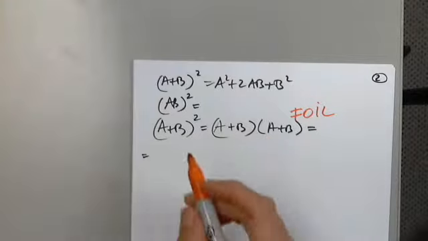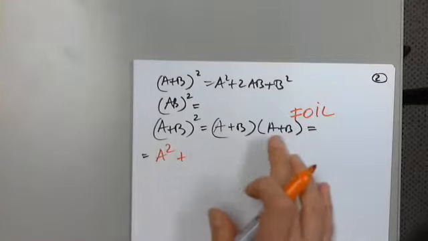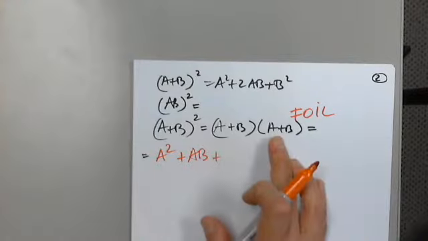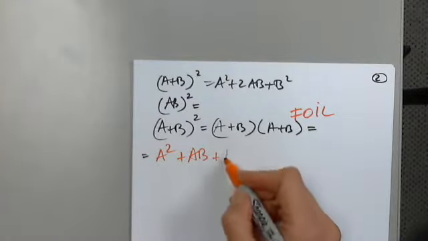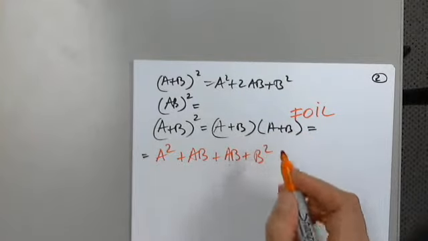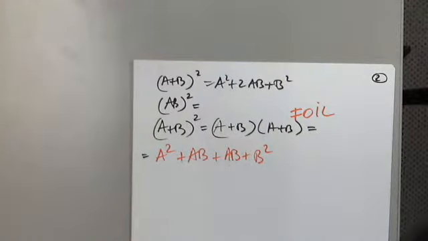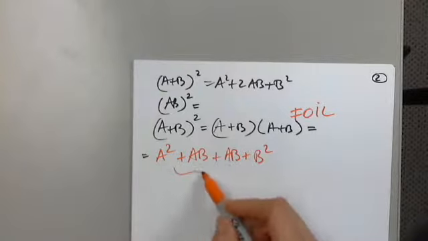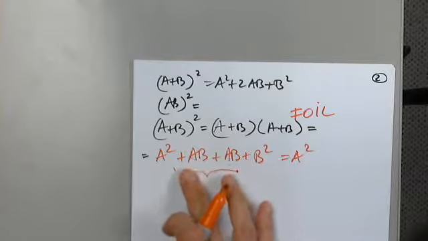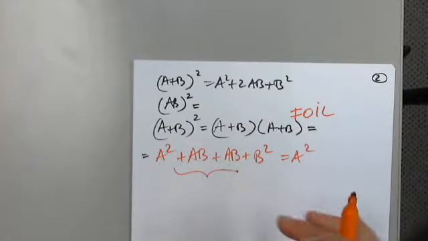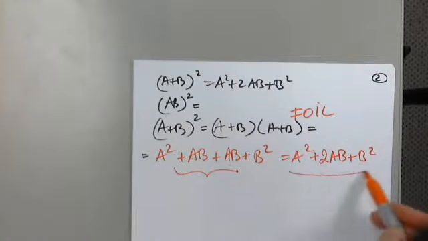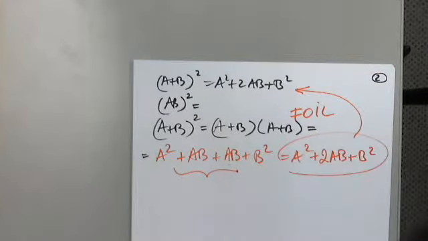A times A plus A times B. Not yet. Plus B times A, but you're correct. Very good. And plus B times B. Do you all agree with this? Yes. And now we have to combine these two. So I have to write a squared. And how much is an apple plus an apple? 2 apples. Very good. And plus b squared. And that's how we get this.